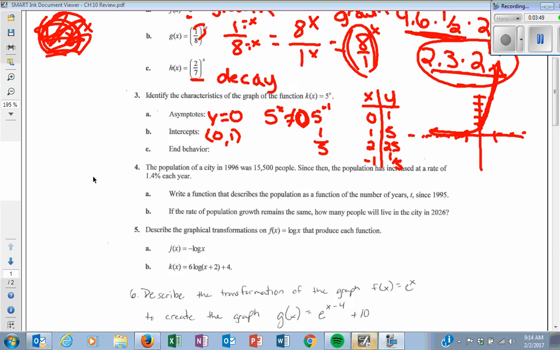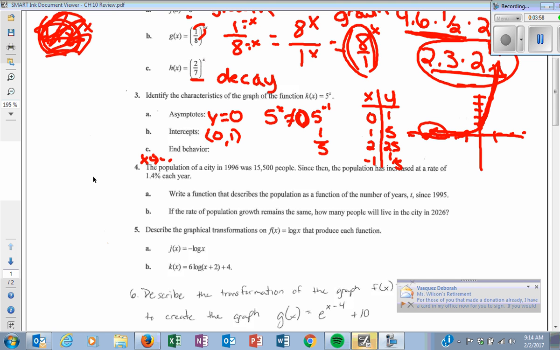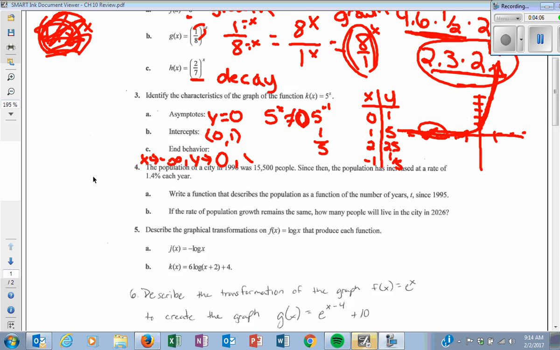My end behavior, how is this end looking? Well, as x is going to, where's x going? To negative infinity. Y keeps getting really close, but never touches 0. As x goes to the right, to positive infinity, my y is going up forever, positive infinity also. That's all it's asking for that.